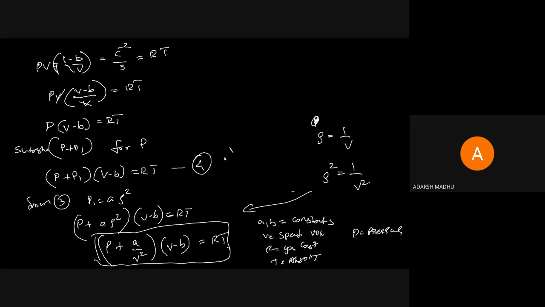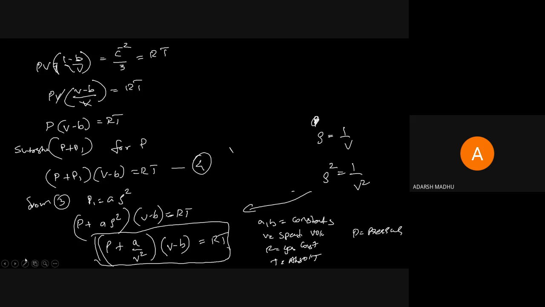The ideal gas equation is PV equal to RT, and the equation of state for real gas is otherwise known as the Van der Waals equation. It is of the same form as PV equal to RT, but P becomes P plus A by V square and V becomes the term V minus B.